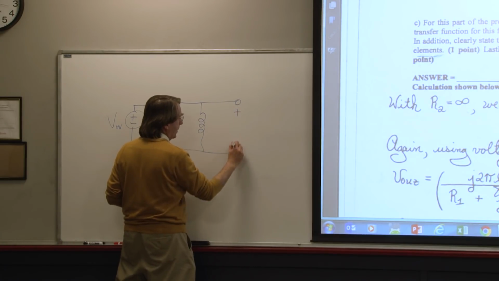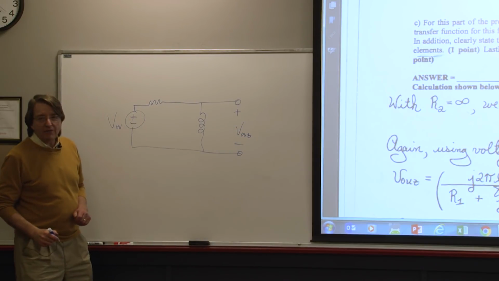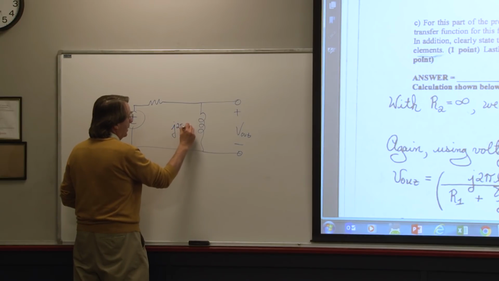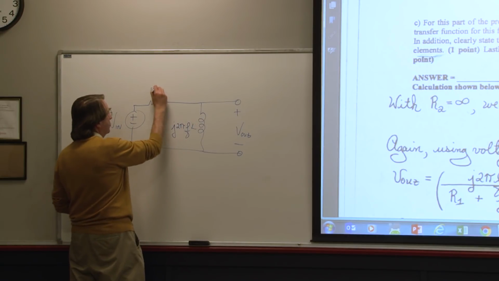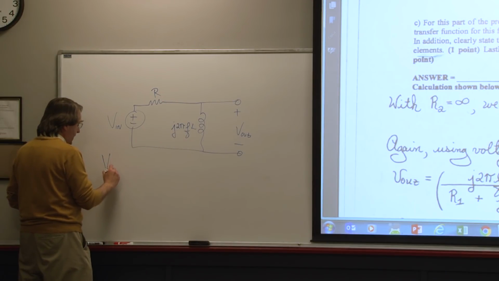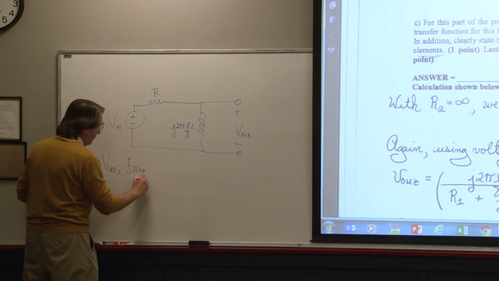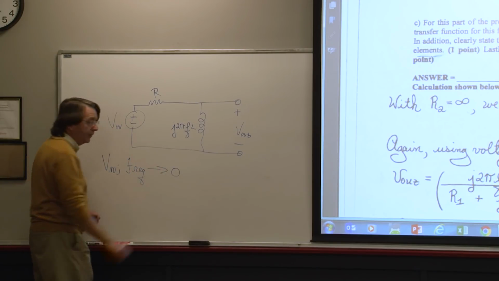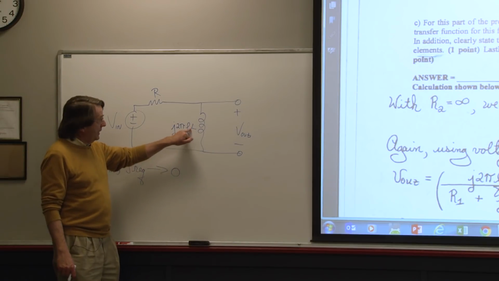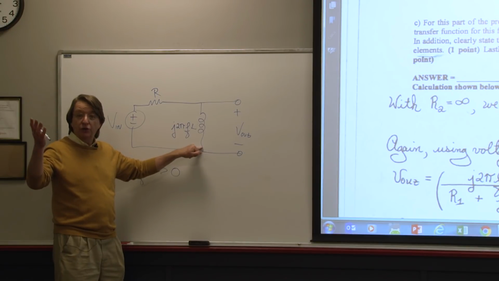Okay, Parker, let's see if I can do this in less than 2 minutes. What's the ohmic value of this inductor? j2πfL. This is R. Suppose the frequency of V in goes to 0. If the frequency of V in goes to 0, that means the value in ohms of this inductor is 0. It's a short circuit.